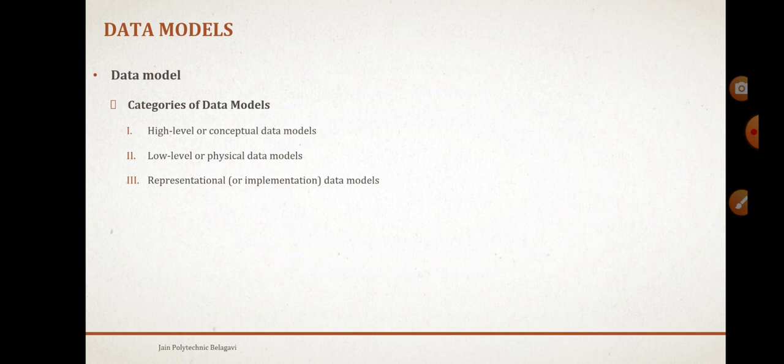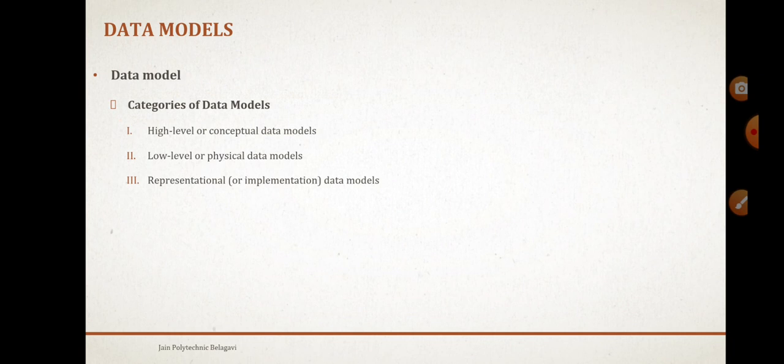Data models. So first, what is a data model? A data model is a collection of concepts that can be used to describe the structure of a database. The structure of a database means the data types, relationships, and constraints that apply to the data. So we have categorized the data models in three.